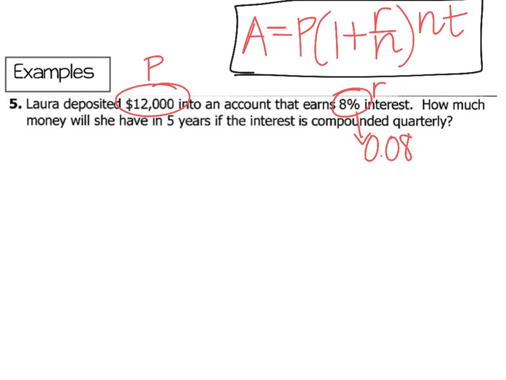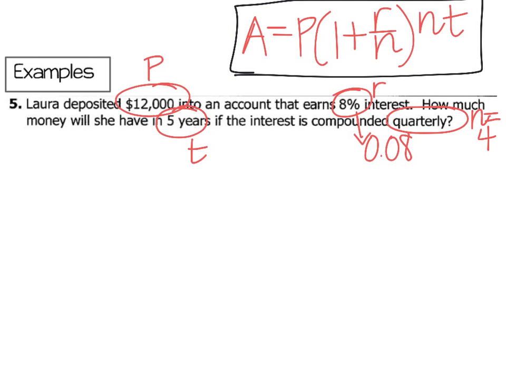All right, so 5 years is our T. T is always in years. If the interest is compounded quarterly. So that's our N. And N is the number of times it's compounded per year. So if it's compounded quarterly, there's 4 quarters in a year. That means N equals 4. All right, so it's important to know how many times a year is that interest compounded.